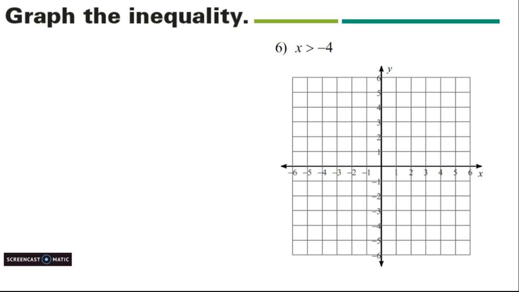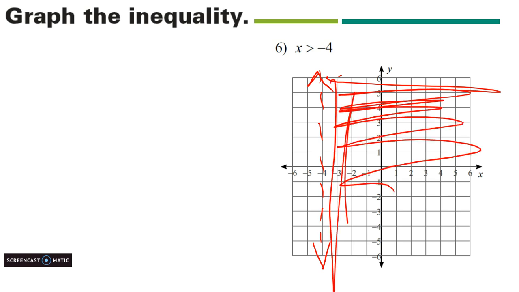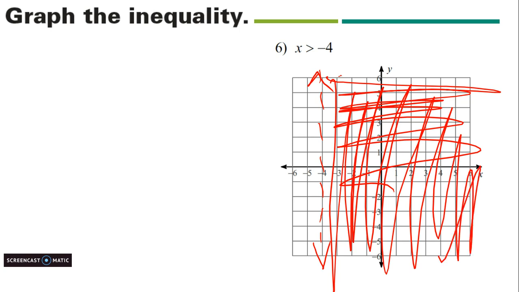X is greater than negative 4, so we want to graph the line where all the x values are negative 4. That's going to be a dotted line because we don't have the equal to. And for these graphs, you're going to decide whether you're going to shade right or left, kind of like those first inequalities that we were graphing. And so the bigger numbers are to the right, so we're going to shade all the way over here for greater than. And there we go.